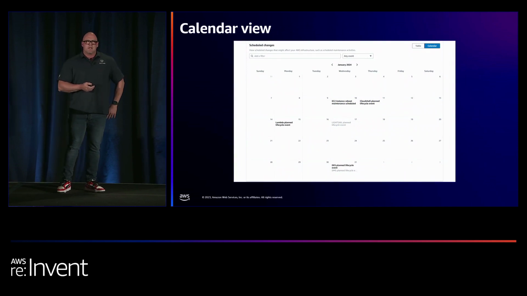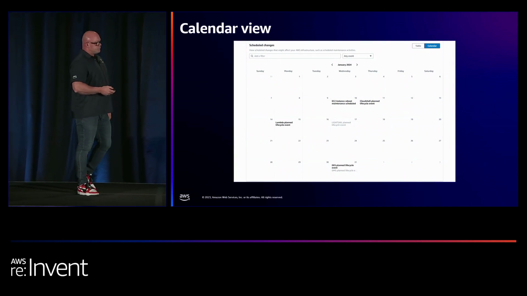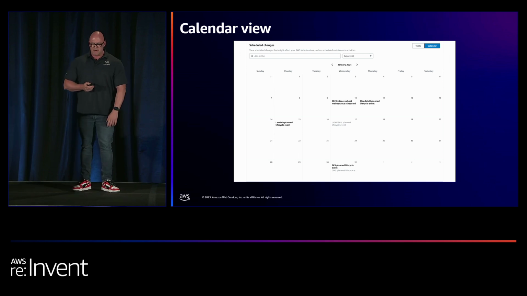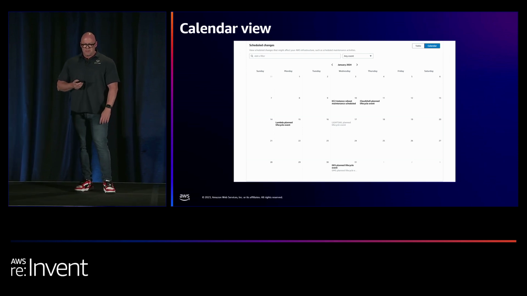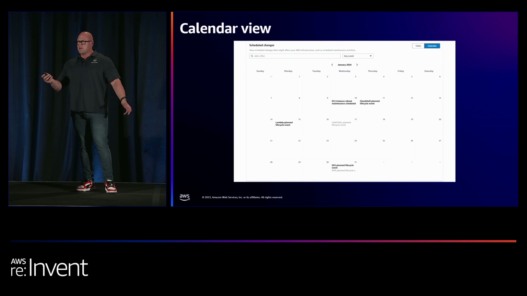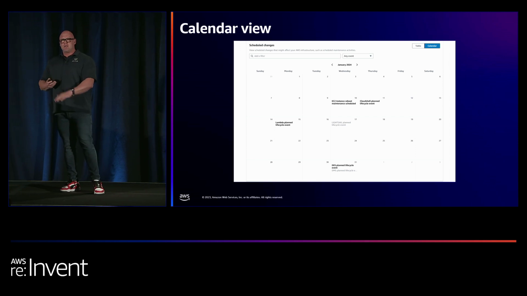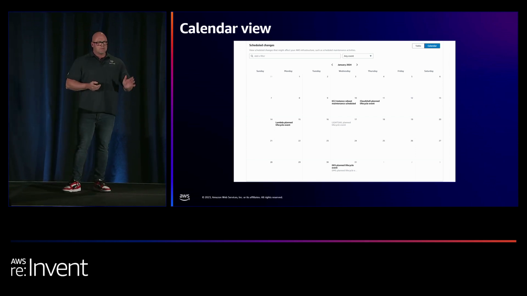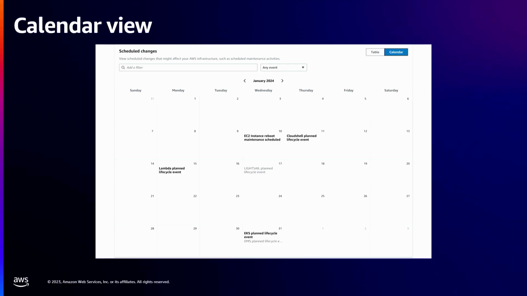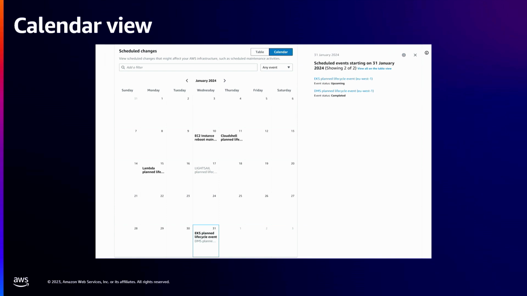On the AWS Health dashboard, we've introduced a new calendar view, which provides a way to visualize these changes on a month-by-month view. You're able to go back 3 months to look at past events, as well as up to a year in advance to see all the planned lifecycle events that are coming your way, either on your account or your organization. And in this calendar view, you're able to then drill into the details on those events as you would from the table view.